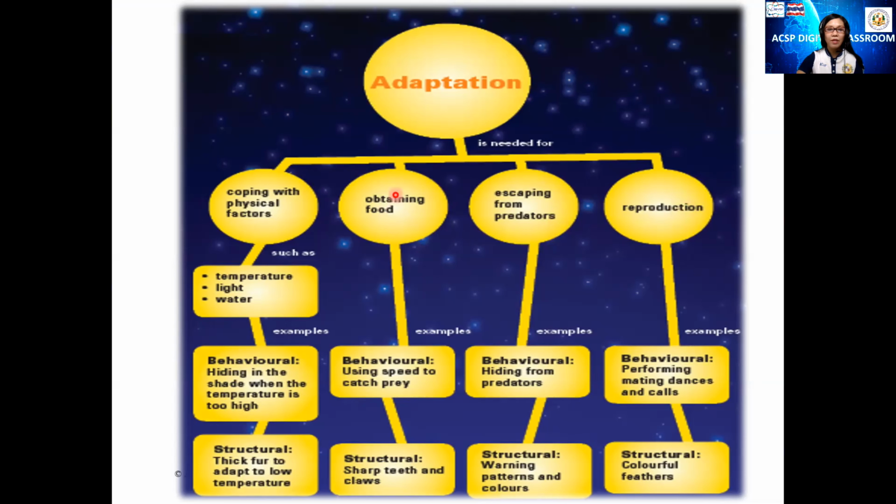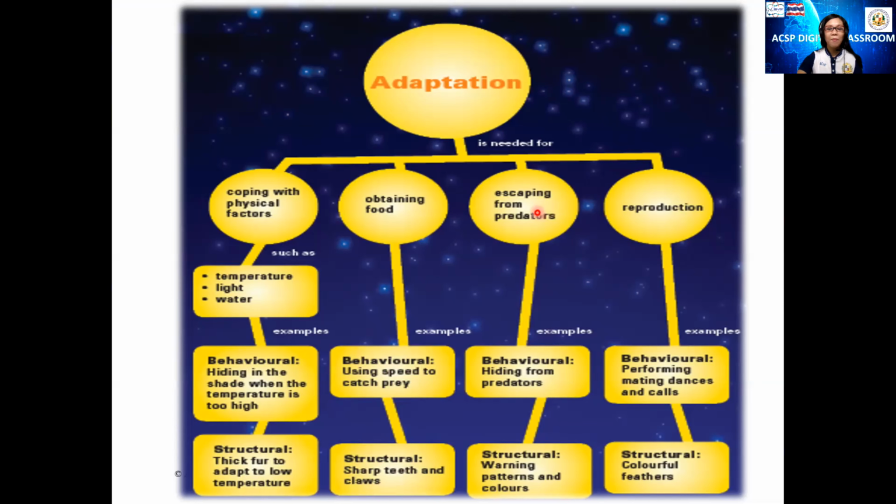For example, in obtaining food, what adaptations do animals have to survive? They use speed to catch prey. That is their behavioral adaptation to obtain food. And about structural, the parts of the body that they use to obtain food, they have sharp teeth and claws to catch their prey. Okay, these are the characteristics of animals.